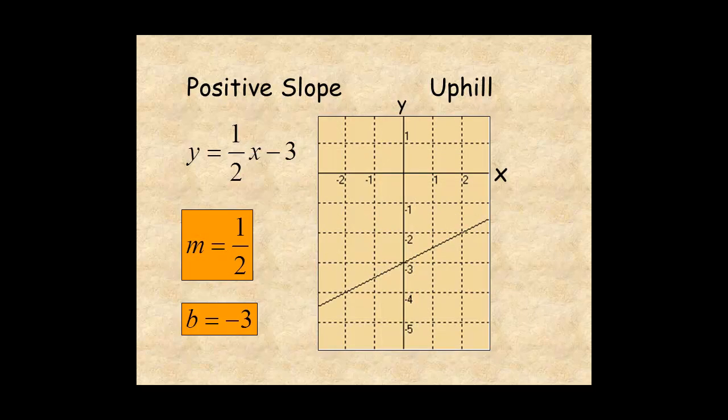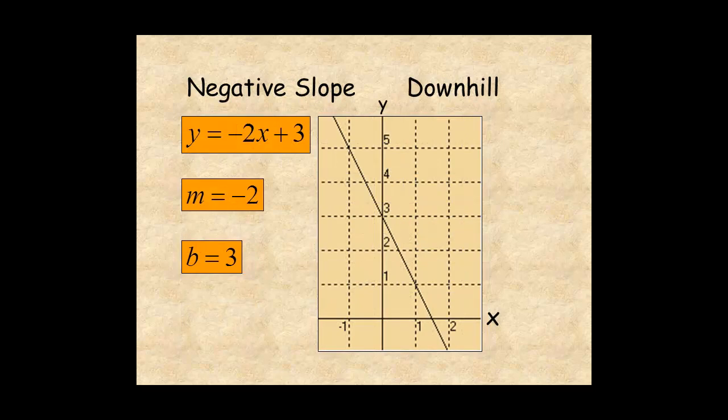When you graph this line up 1 and over 2 to the right, you also have to graph the line down 1 and back 2 to the left. You have to graph the line in both directions from the y-intercept. When you graph this line, down 2 and over 1 to the right, you also have to graph the line up 2 and back 1 to the left. Again, you have to graph the line in both directions from the y-intercept.